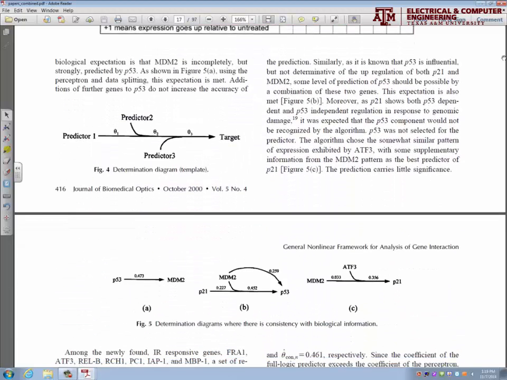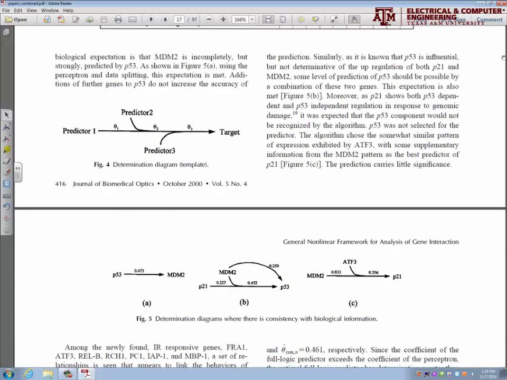Okay, let's look at 18. Oh, no, this is something else. This paper, all right, 18.